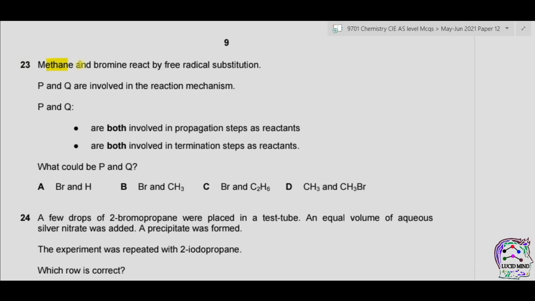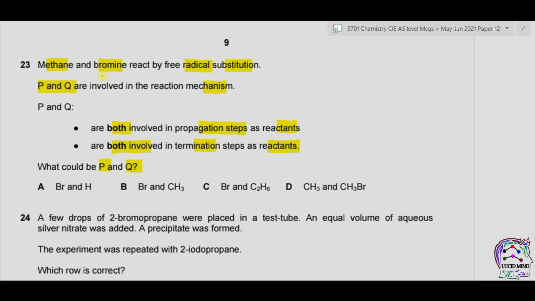Question 23. Methane, CH4, and bromine react by free radical substitution. P and Q are involved in the reaction mechanism. P and Q are both involved in propagation steps as reactants, and are both involved in termination steps as reactants. What could be P and Q?